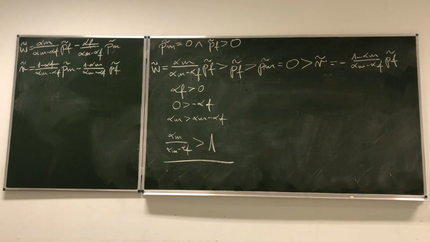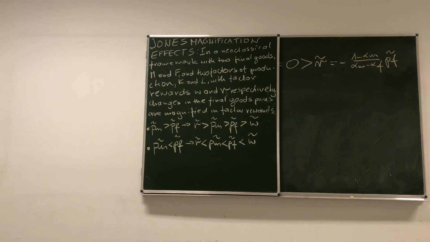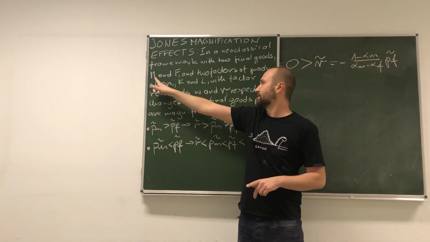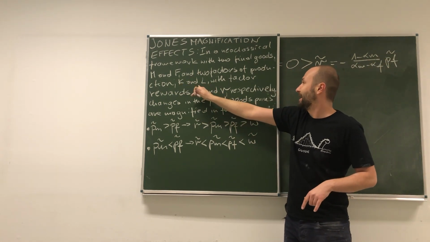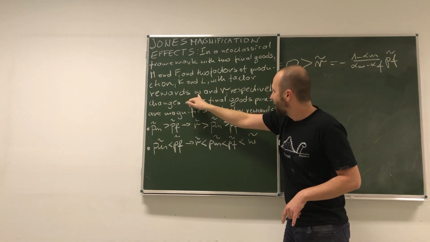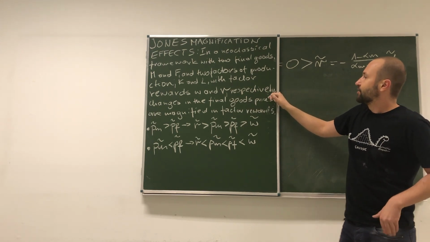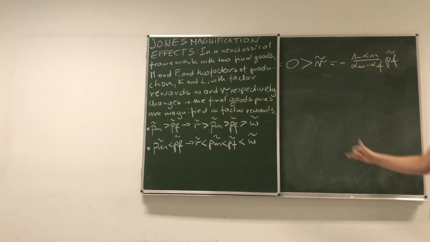Okay, so now that we've proven everything, we can move to Jones' magnification effects. Okay, and Jones' magnification effects can be stated like this. In a neoclassical framework with two final goods, of course in our case those are manufacturers and food, and two factors of production, in our case capital and labor, with factor rewards, wage and R, respectively, changes in the final good prices are magnified in the factor rewards.